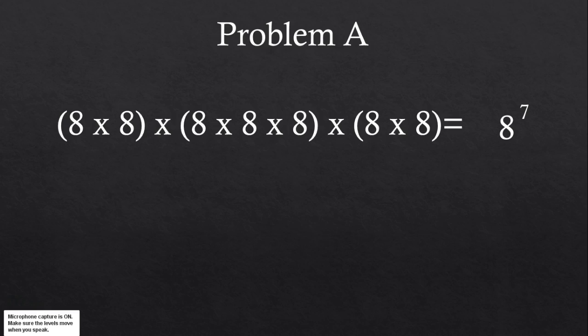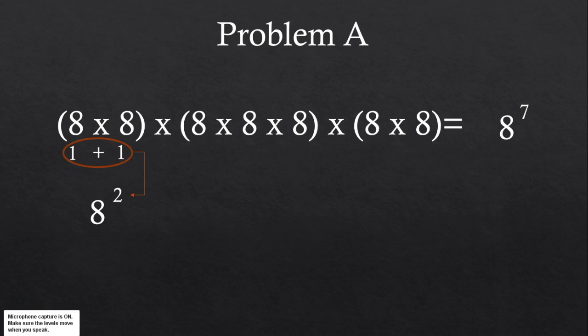You can see the groups set off with parentheses. Okay, so we've got our first group, a second group, and a third group. So touch the first group. Tell me the base and exponent you'll write for the first group. Okay, very good. It's going to be 8 squared. Notice that we have one 8 and another 8 in that first group, so 1 plus 1 is 2.